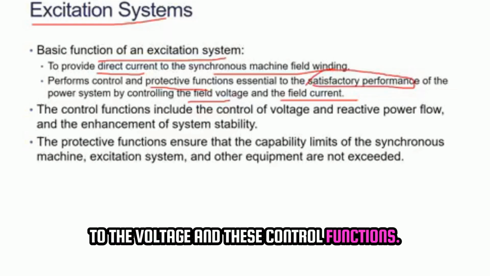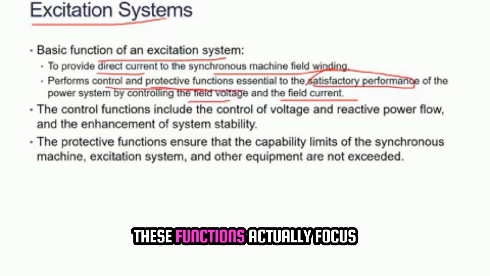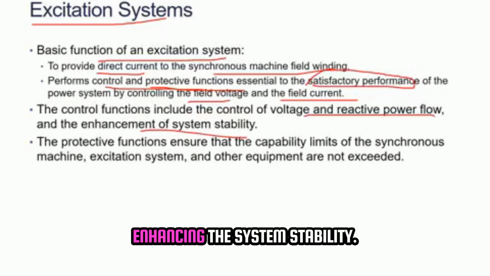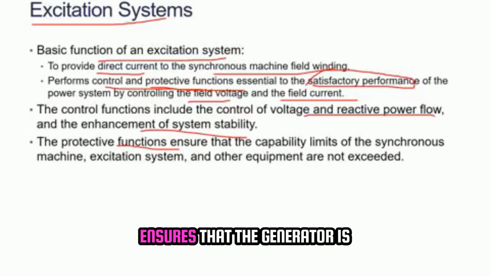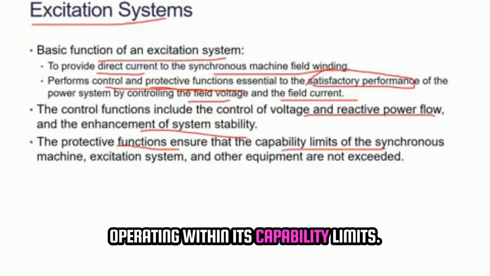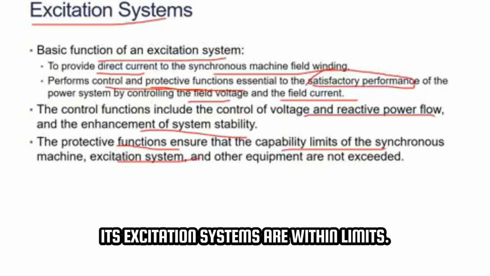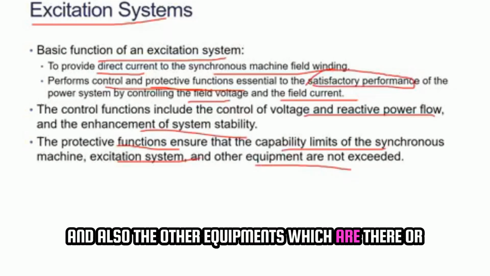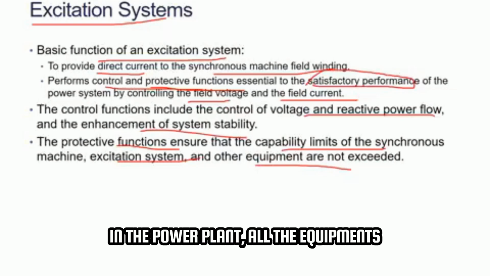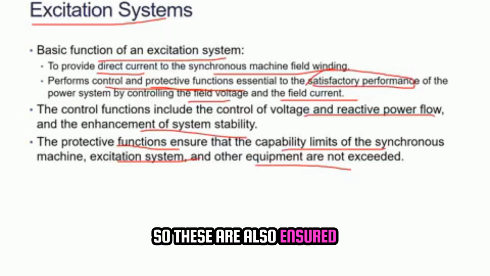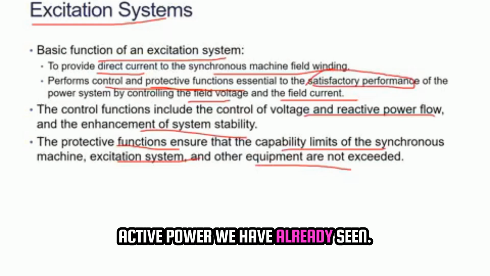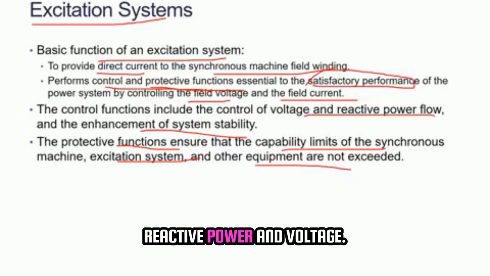And these control and protective functions focus on voltage and reactive power, and also on enhancing the system stability. The protective functions ensure that the generator is operating within its capability limits, its excitation systems are within limits, and also that all the equipment in the power plant is operating within its limits. It's not violating. So these are also ensured in the excitation system. This is all in terms of voltage and reactive power. Active power we have already seen. Now we are only focusing on reactive power and voltage.